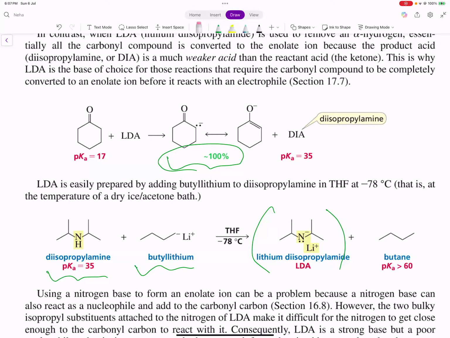So even the second reaction won't happen, right? Yes. The second reaction is how we prepare the LDA, which we are using here. Because butyl lithium is the strongest base, right? So how will that also happen, because their pKa is 35 and butane's pKa they've written is more than 60. It is strong to weak, right?